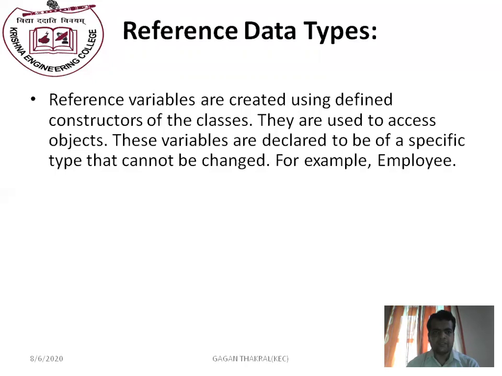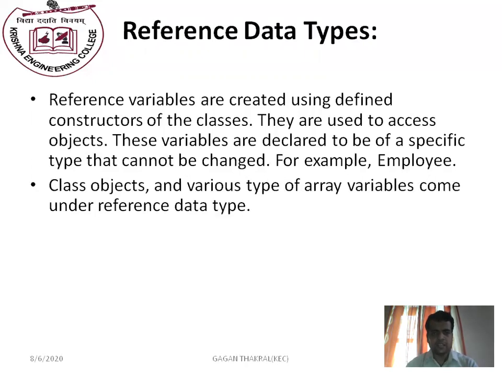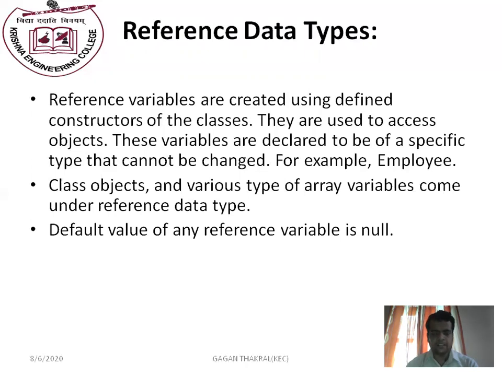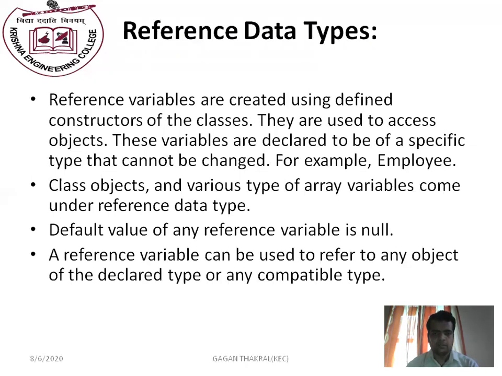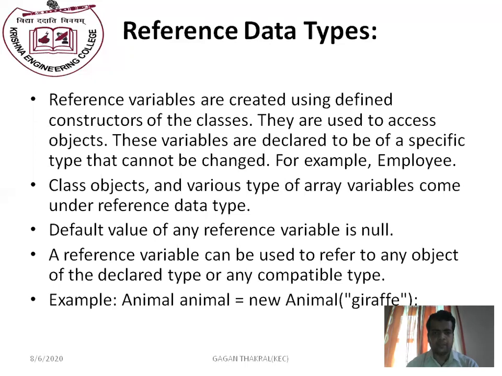Reference data types. Reference variables are created using defined constructors of the classes. They are used to access objects. These variables are declared to be a specific type that cannot be changed. For example, employee class objects and various types of array variables come under reference data types. The default value of any reference variable is always null. A reference variable can be used to refer to any object of the declared type or any compatible type.